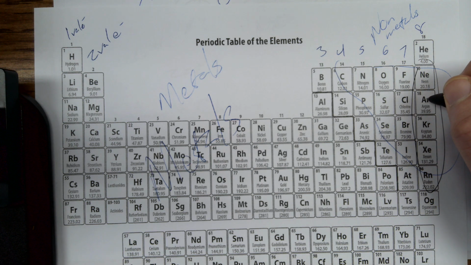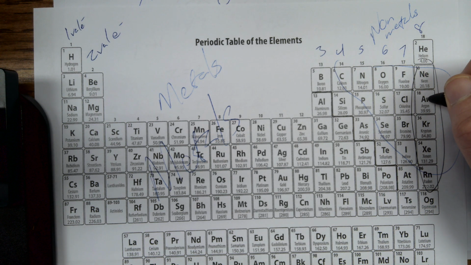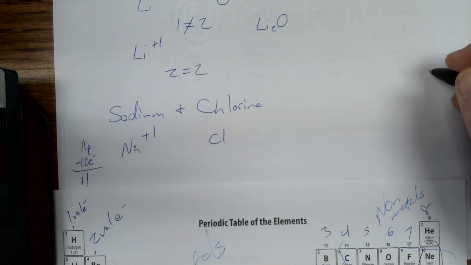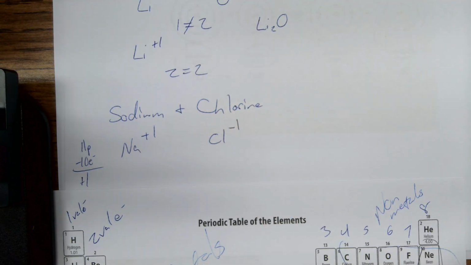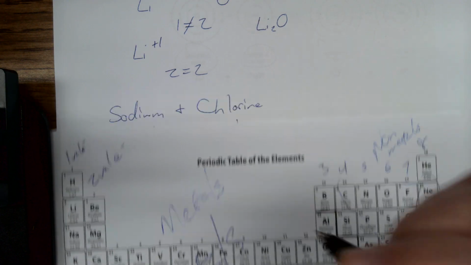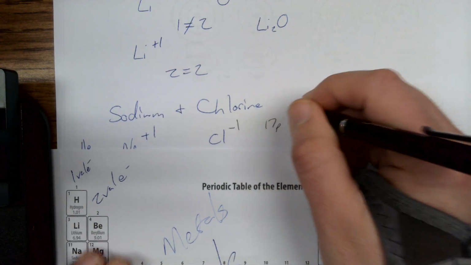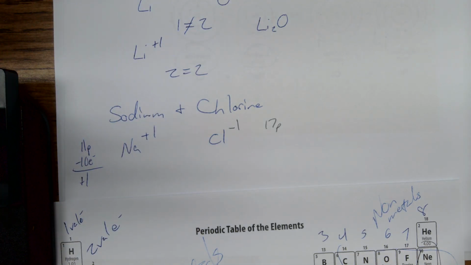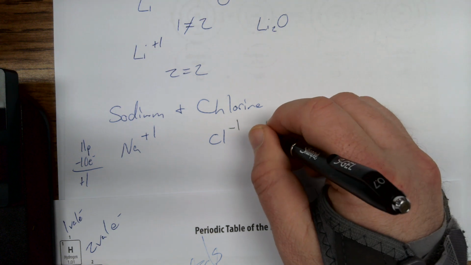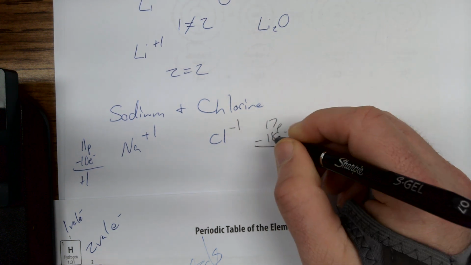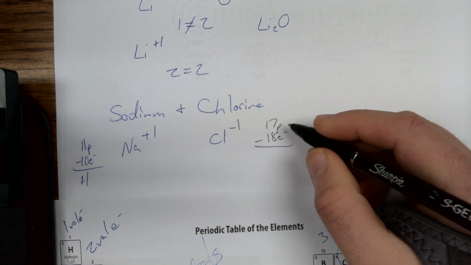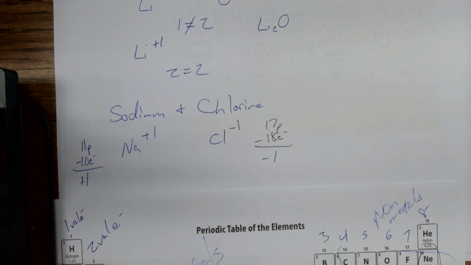Chlorine is off by 1 electron. Chlorine only needs 1 electron to be happy. So that's where we get Cl minus 1, because I'm adding an electron. Chlorine normally has 17 protons. And in a neutral state, we'll have an even amount of electrons. So it'll be 17, but we're adding an electron, so it's 18. My second number is bigger than my first number. Therefore, my answer is -1.